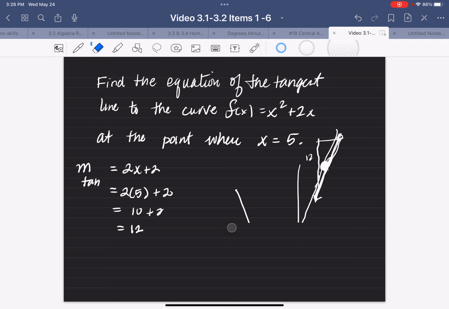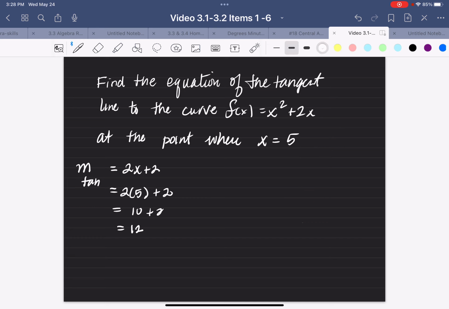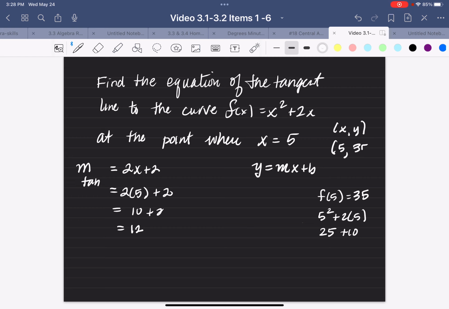What's the equation of that line? Well, the equation of a line has a slope and a y-intercept. Okay, y equals mx plus b. So we have to have an xy point, and we know that x is 5, so we have to find the y when x is 5. So f of 5 is 5 squared plus 2 times 5. That's 25 plus 10 is 35. So our point is 5, 35. And our slope is 12.